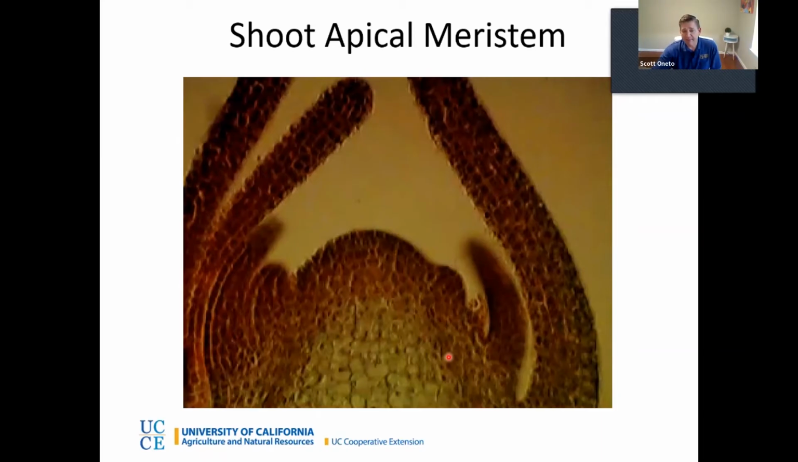So that's all happening in these apical meristems. It's making new leaves, it's making new stem tissue, it's making new xylem and new phloem and new buds. All of that's happening right here.